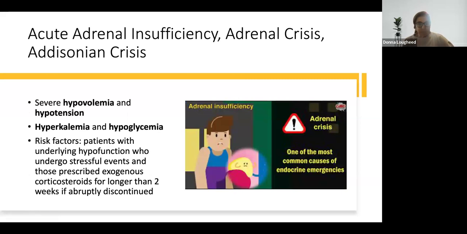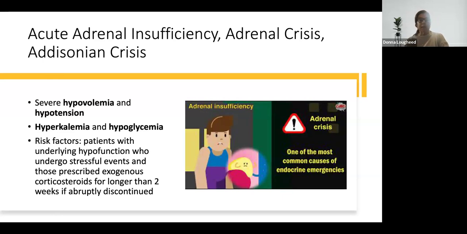So the big complication is acute adrenal insufficiency, otherwise known as adrenal crisis or Addisonian crisis. It is a life-threatening emergency. It leads to severe hypovolemia and hypotension. Because of the decrease in aldosterone and cortisol, the patient loses sodium, accompanied by fluid loss. The patient is also at risk for hyperkalemia and hypoglycemia associated with the lack of both mineralocorticoids and glucocorticoids. Patients at high risk for adrenal crisis are those who have an underlying adrenal hypofunction and undergo a stressful event such as trauma, surgery, or infection.